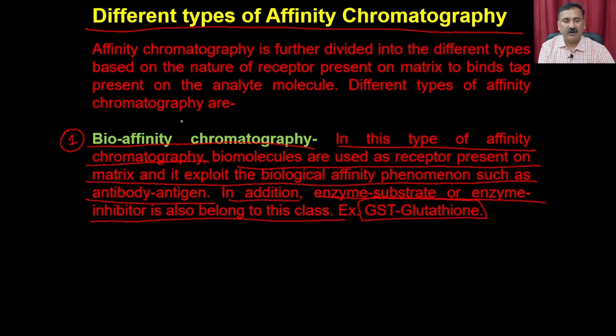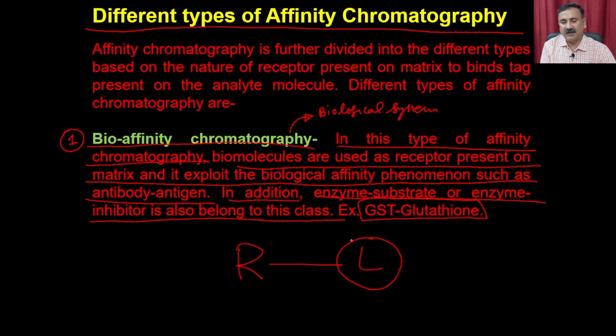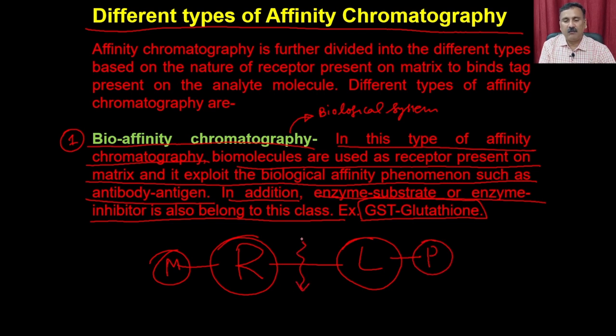So in bioaffinity chromatography, you are exploiting already existing pairs in the biological system so that you can use them. And in every biological system, you are going to have the receptor and you're going to have the ligand. So either of these, you can couple to the matrix, and the ligand, you can couple to the protein of your interest. And that's how you can exploit this for purifying your protein of interest.